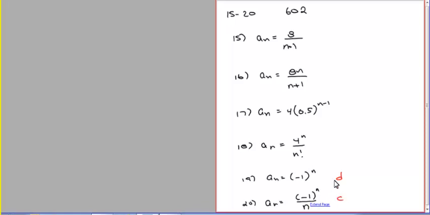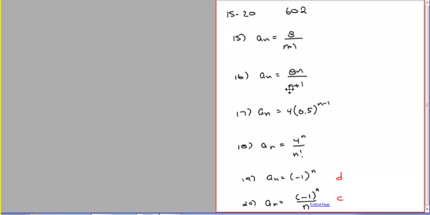These are the only two that have a negative 1 raised to some power. And this one, as you can see, as n gets bigger, is going to become a smaller and smaller number. So this should go up and down and oscillate back, but get closer and closer to 0 as you go along, which is what you see in C. Okay, so we've done that.